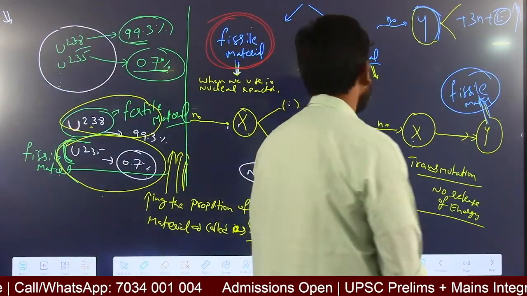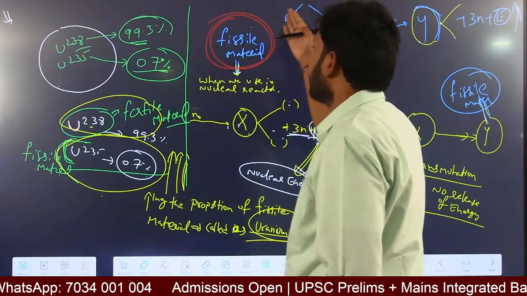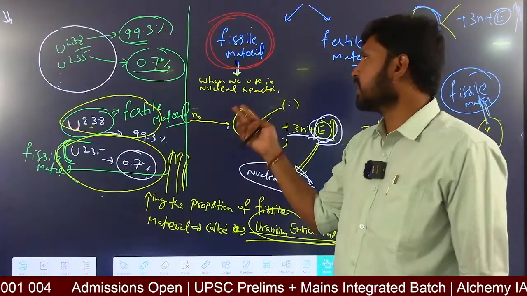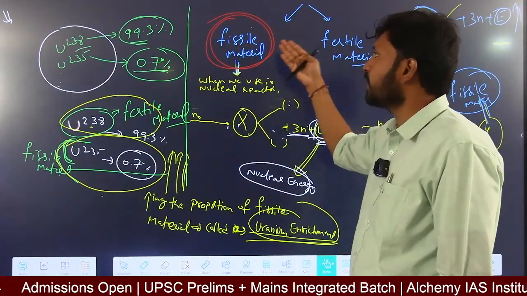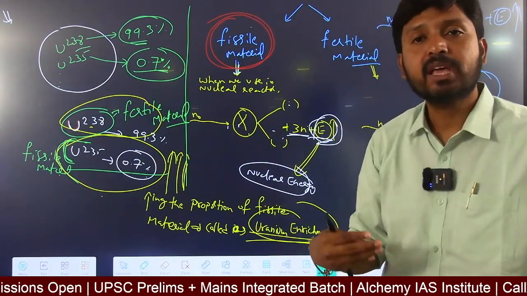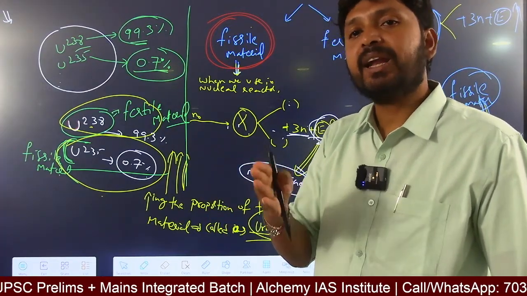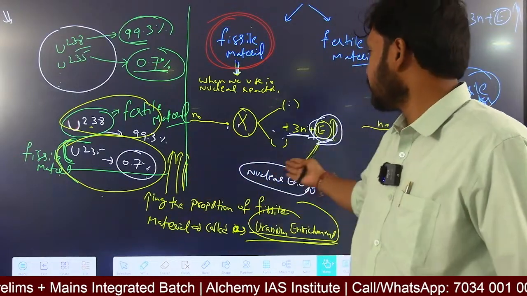This is the natural uranium. Based on that, whatever material we are using in any nuclear reactor, two types of materials are there. One is fissile material, the second one is fertile material. Fissile materials are those materials that, whenever we bombard them with a neutron, will split, and in that process will give some energy. This is what you have seen.